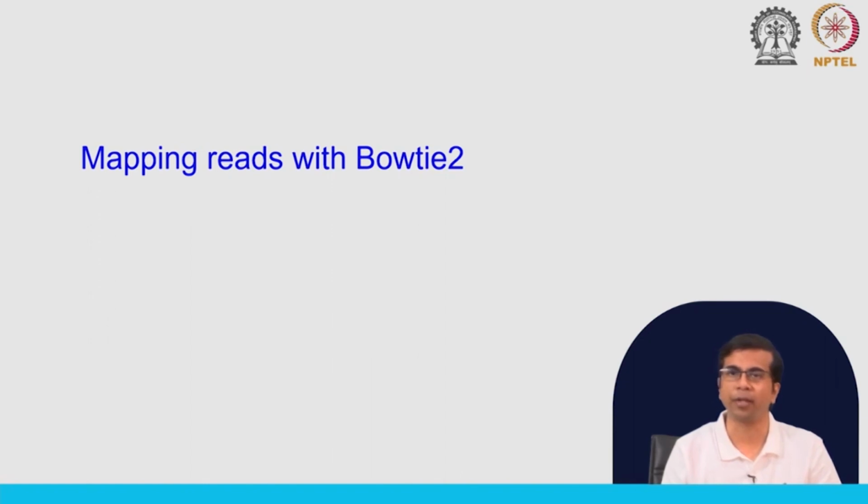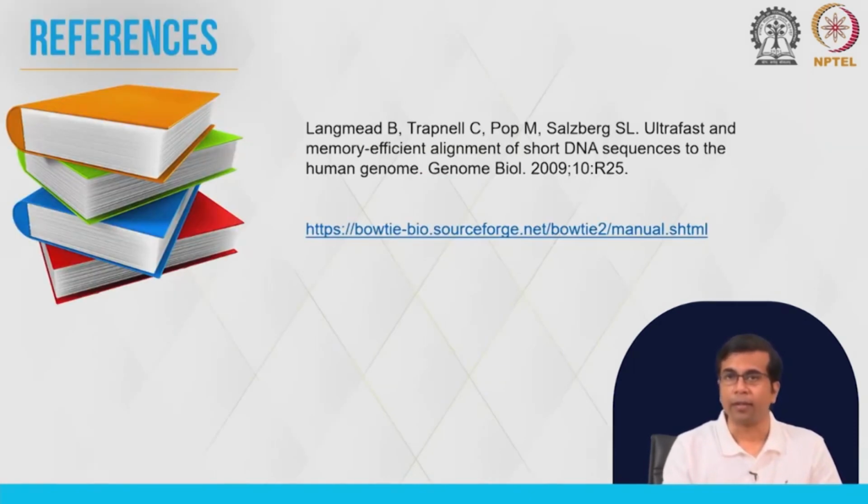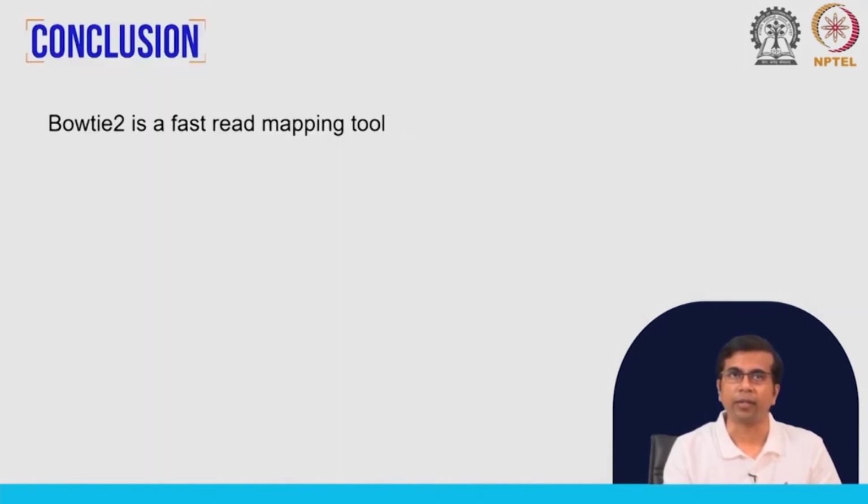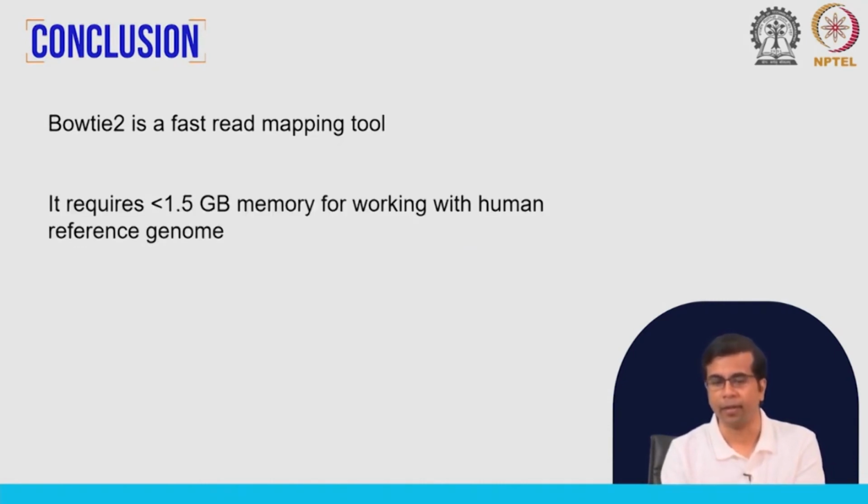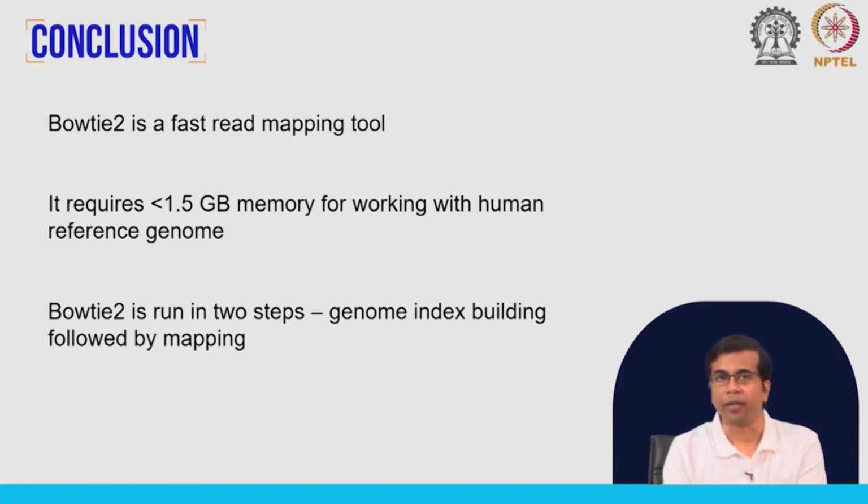We have a lot of options, and some of these options are very useful for mapping. All right, here are the references for this class, and to summarize, Bowtie2 is a very fast read mapping tool, and it requires less than 1.5 GB memory for working with the human reference genome. Bowtie2 is run in 2 steps: first the genome index building step, and then the actual mapping part.